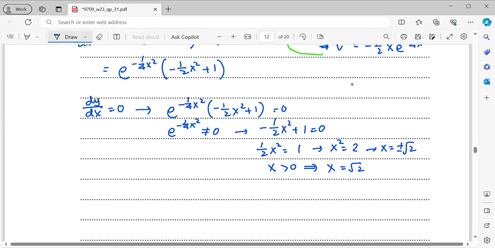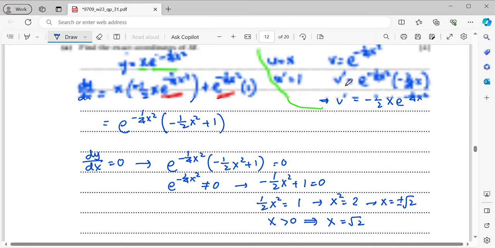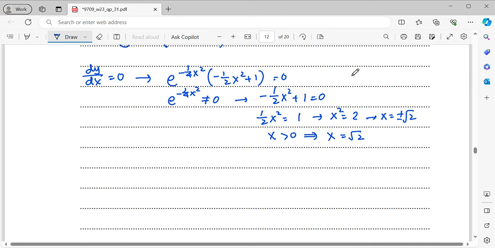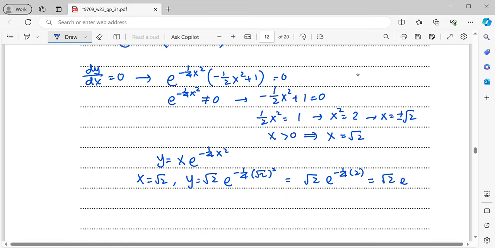Alright. So from here, I need to find the y value. My y is x exponential negative 1 over 4 x squared. So when x equals square root 2, my y is square root 2 e to the negative 1 over 4 times square root 2 squared. Square root 2 squared is 2, so it will be negative 1 over 4 times 2. Therefore, square root 2 e to the negative half. Hence I'm getting my point M, with coordinates square root 2 and square root 2 e to the negative half. Alright, so that solves part a.